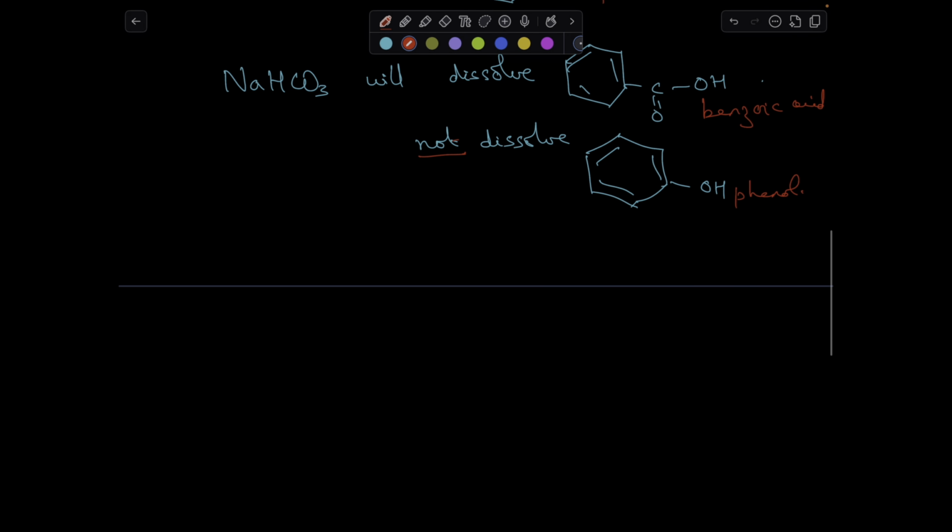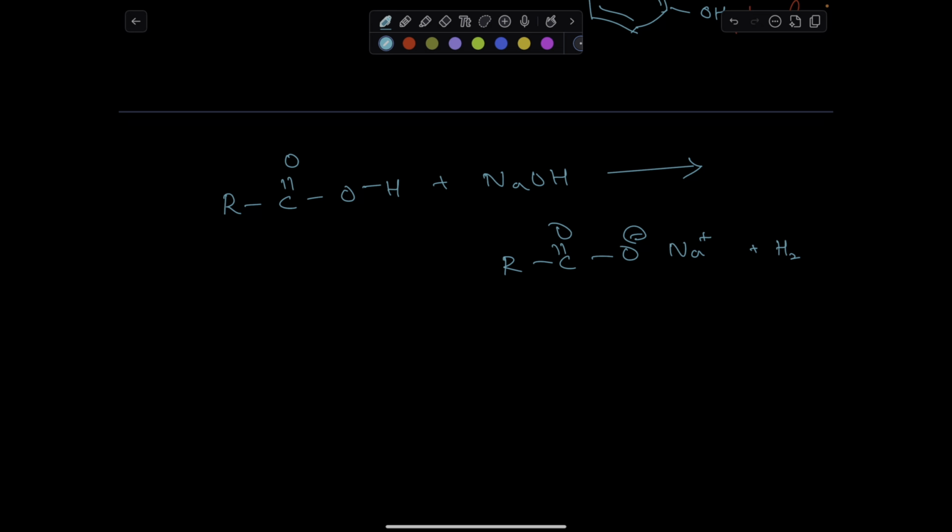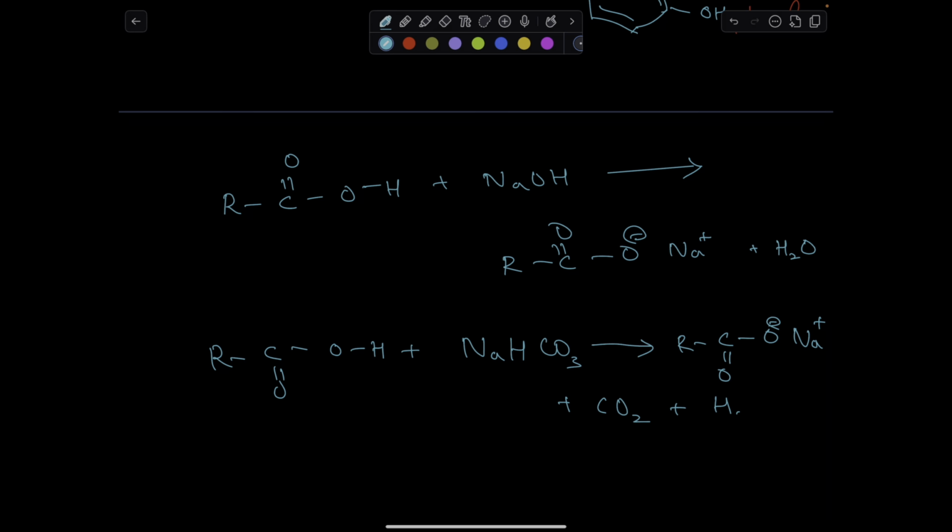So the reactions that happen are as follows. You have RCOOH plus sodium hydroxide. It will form the sodium salt, RCO minus Na plus, plus water. And if you have sodium bicarbonate, then that will give RCO minus Na plus, plus carbon dioxide plus water.